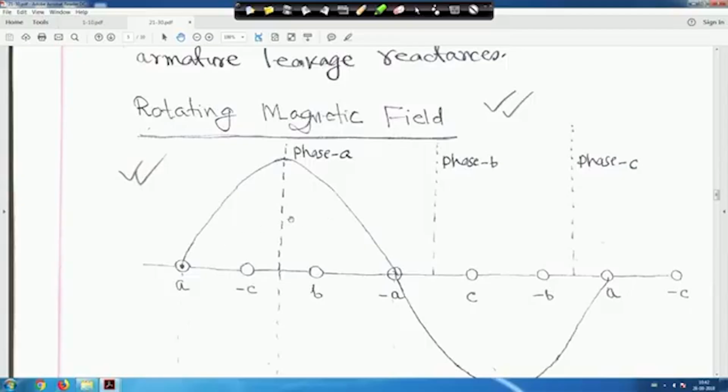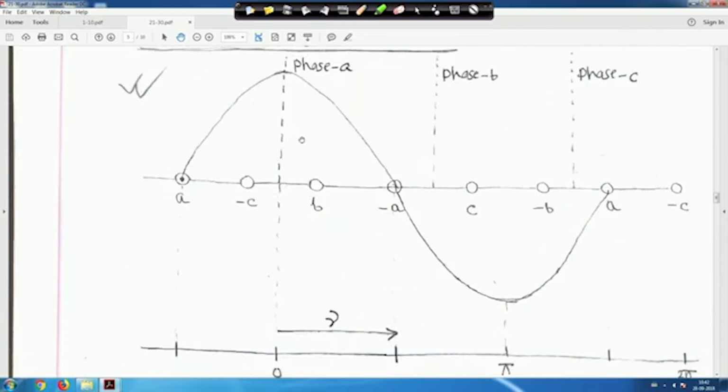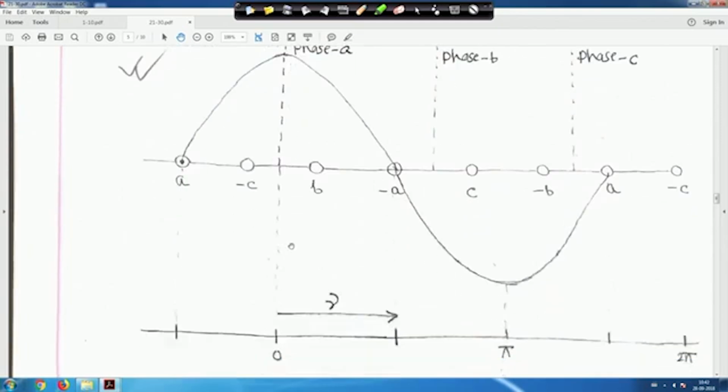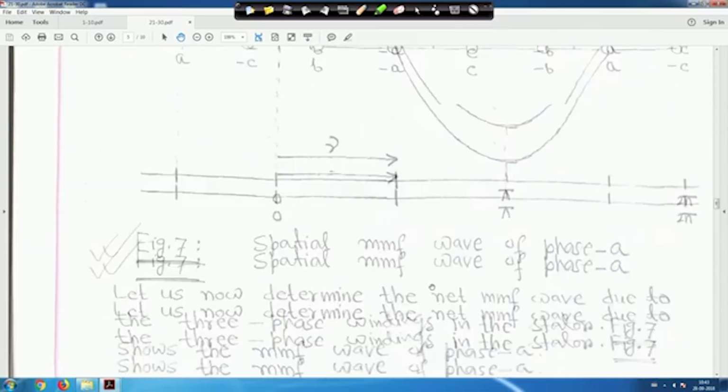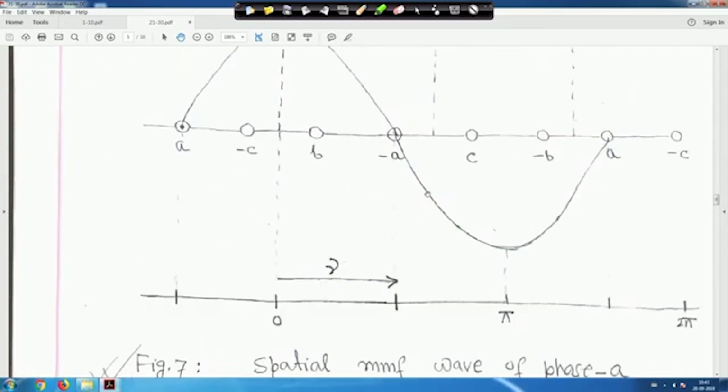And this is the rotating magnetic field. This is phase A. Only phase A is shown, and it is sinusoidal. Similarly for phase B and phase C. From the center of this, this is the phase A axis, right? This gamma is measured in this direction, right? So this is actually the spatial MMF wave of phase A. This is figure 7, right?